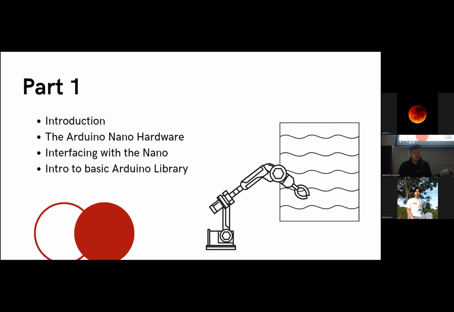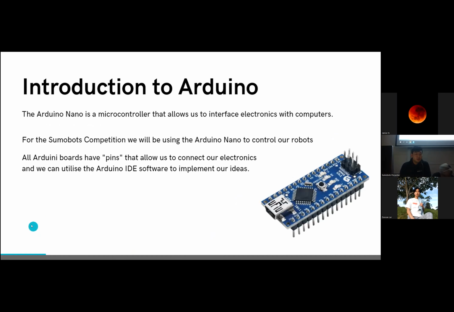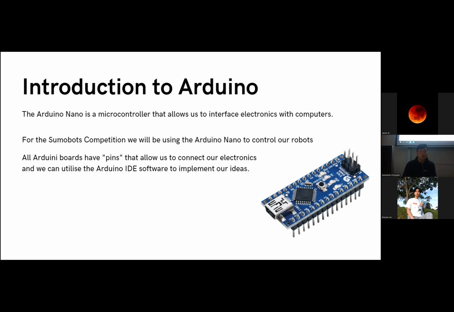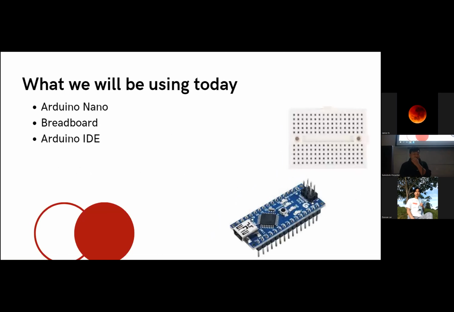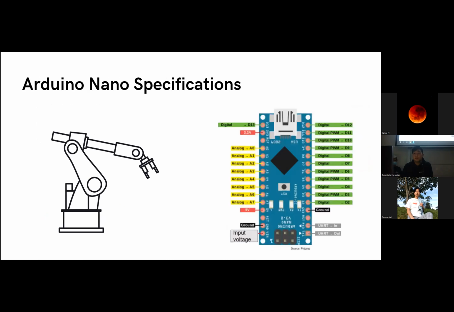All right. So the Arduino is basically just a microcontroller that allows us to interface electronics with computers. For the Sumobots competition, we'll be using the Arduino Nano to control our robots. And on the actual board, we have pins that will allow us to connect our electronics, and we can utilize the Arduino IDE software that I've gotten you all to have on your computers to implement our ideas. All right. So what we'll be using today is the Arduino Nano, the breadboard, and the Arduino IDE that you'll be downloading.